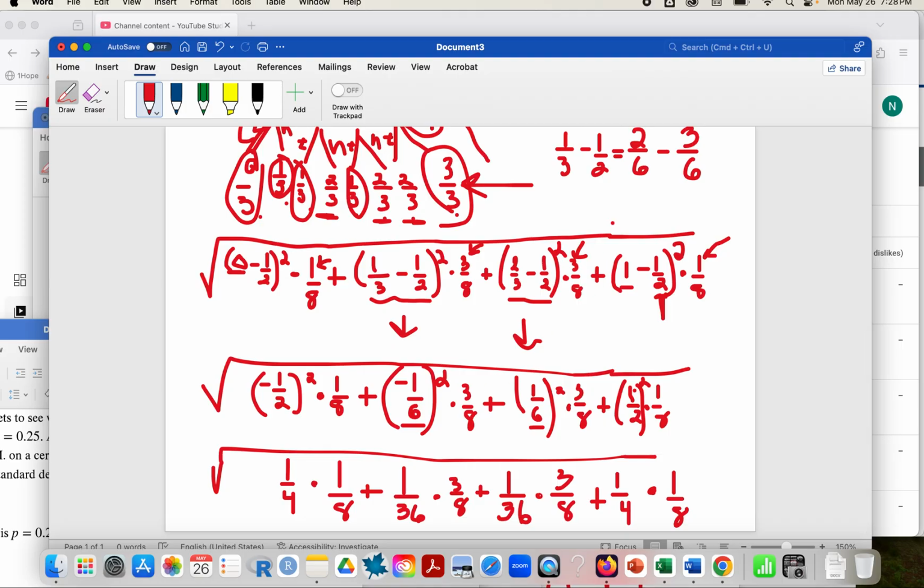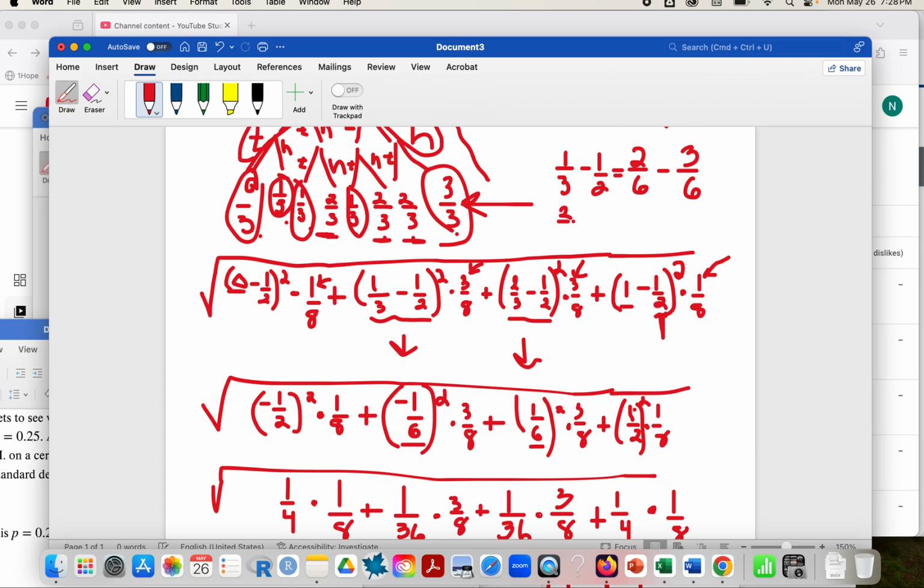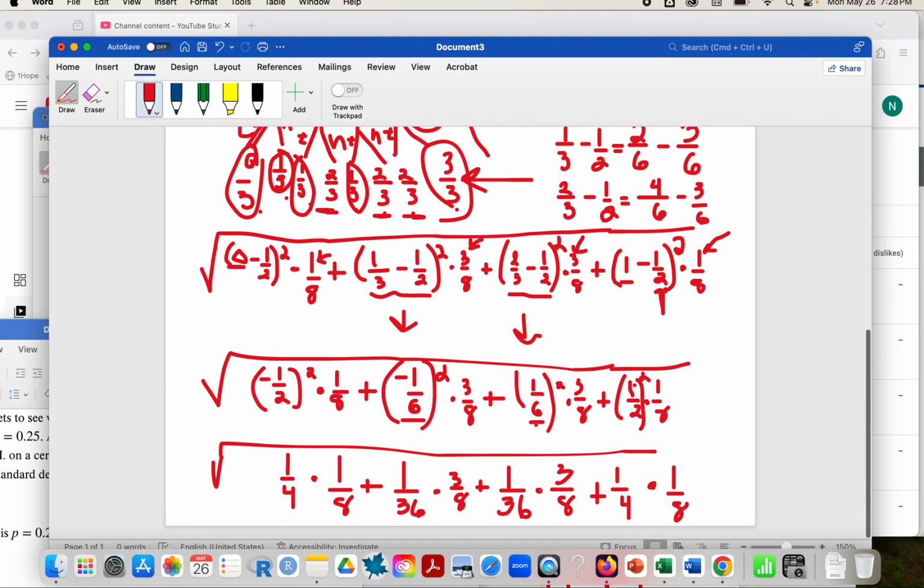I do the same process here, except the 2/3 will give me a 4/6, and then the 1/2 will give me a 3/6, and so I end up with 1/6 in there. Now, I'm going to square this. I'm going to get 1 over 36. I'm going to square this, 1 over 36. I'm going to square this, I have 1/4. I'm going to square this, I have 1/4. I did that out of order, so I apologize.